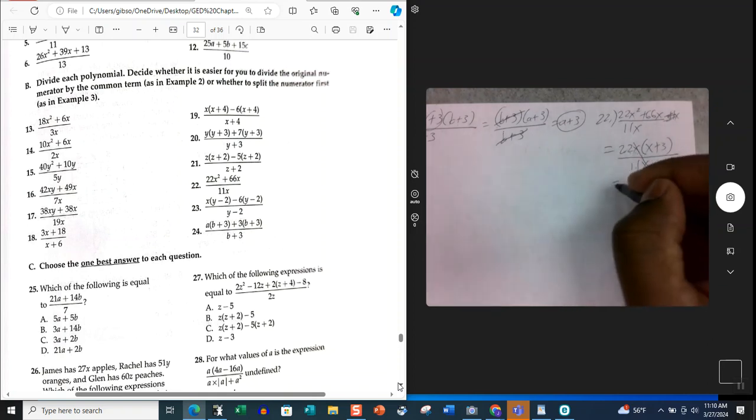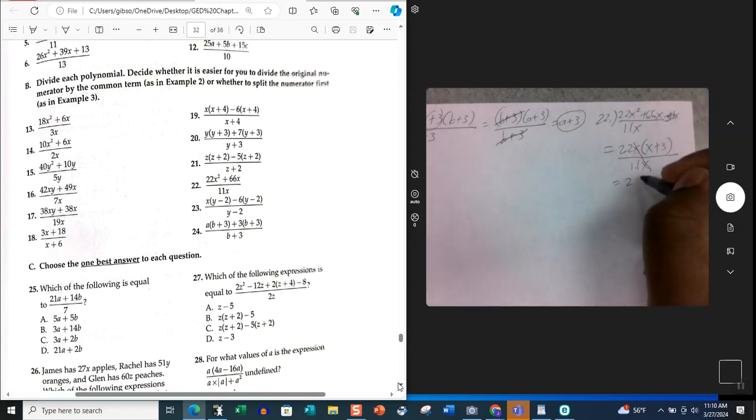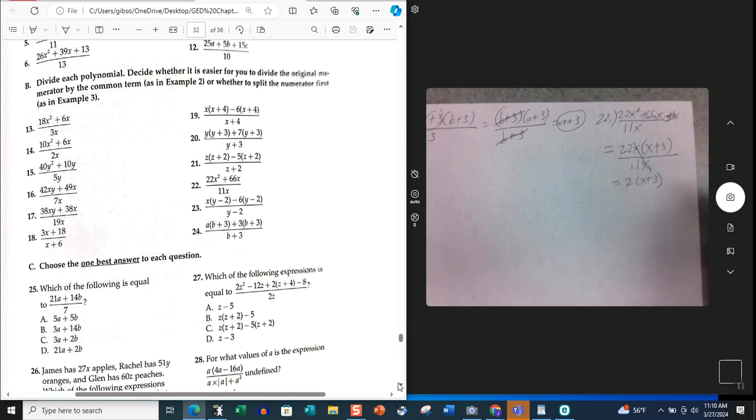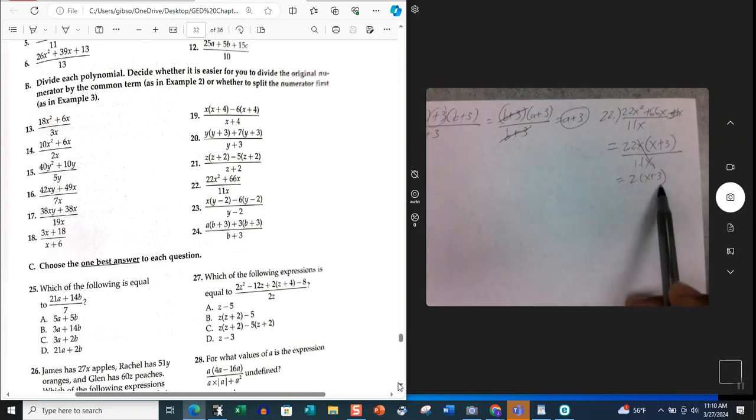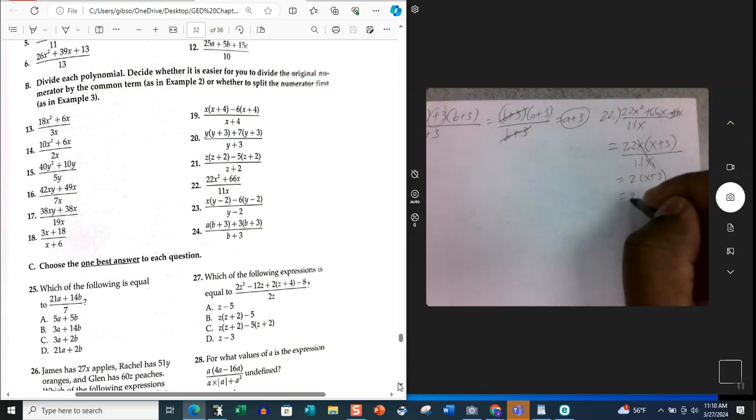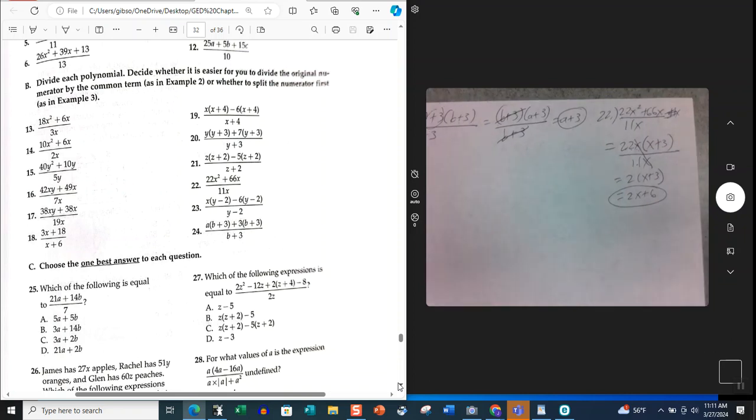22 divided by 11 is 2. And then you have x plus 3. Now, typically, they don't want you to have your final answer as 2 times a parenthesis. So what you would do is multiply this out, and it would be 2x plus 6. And that'll be your final answer for 22.